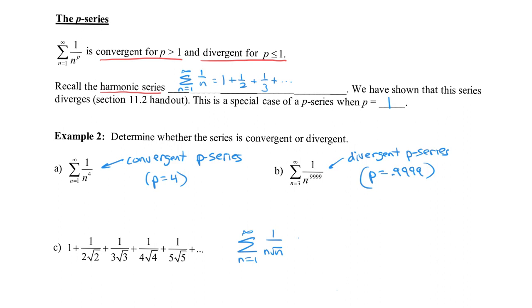So in other words, we could write it like this, though. We could write it as the sum from n equals 1 to infinity of 1 over n to the 3 halves, right? N to the 3 halves. And once it's written like that, then we can see that this is a convergent p-series, because in this case, p equals 3 halves.